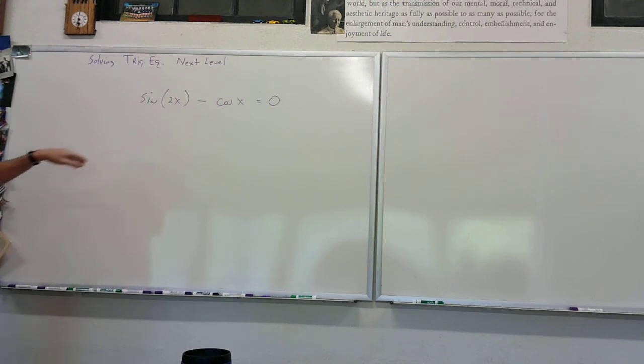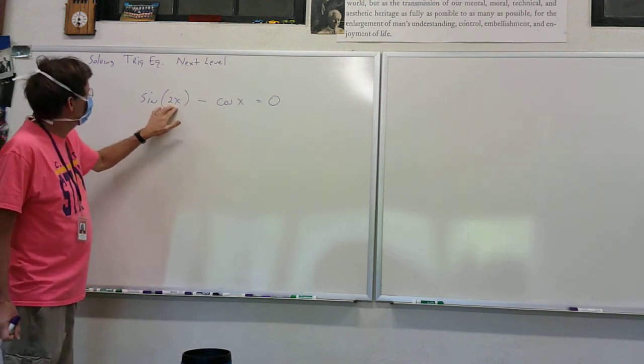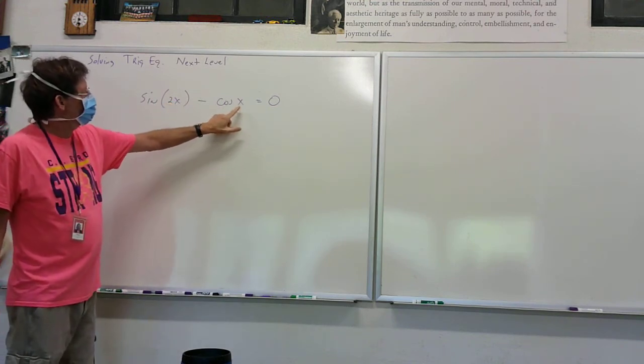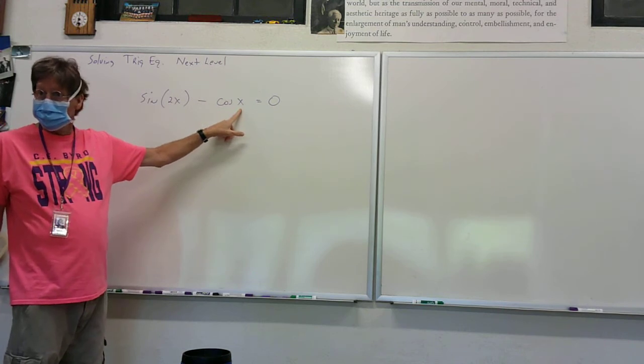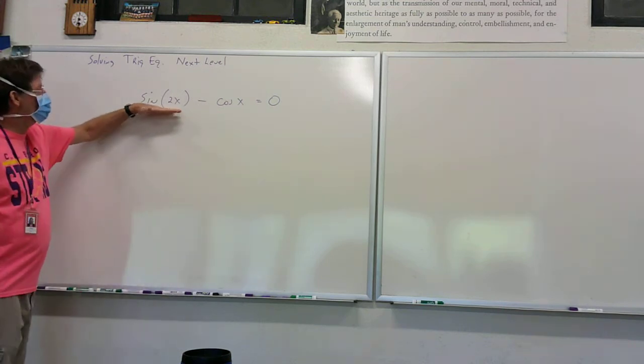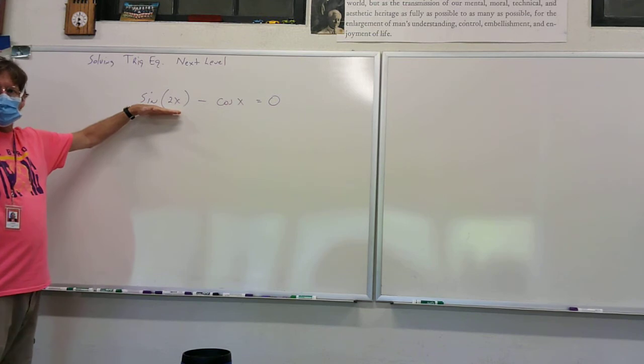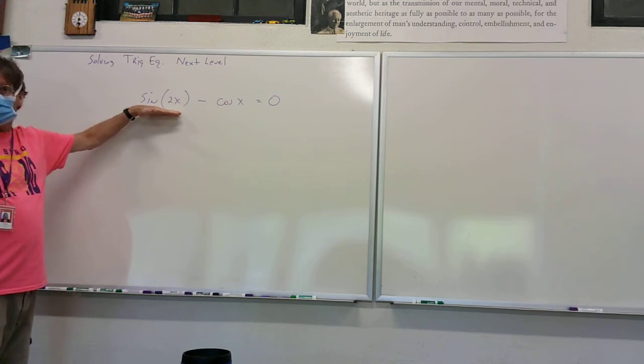So what you do when you see that one of them has a 2x and one of them has just an x, this one needs to be turned into a case where it only has sine x and cosine x or tangent x.